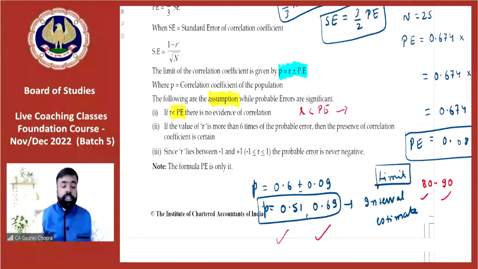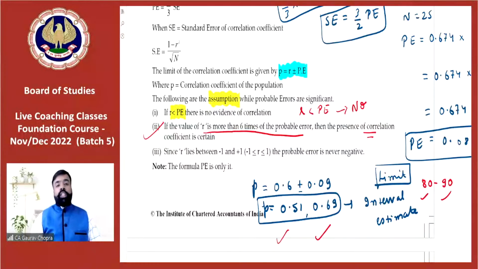So first point says if R is less than error, that means there is no evidence of correlation. There is no correlation among the data. And the second value says that R should be greater, but how much? If R is more than 6 times the probable error, then the presence of correlation is certain. That means that correlation is there.